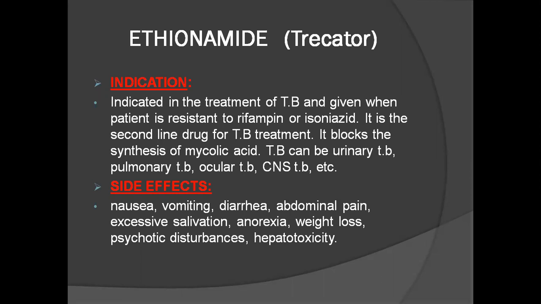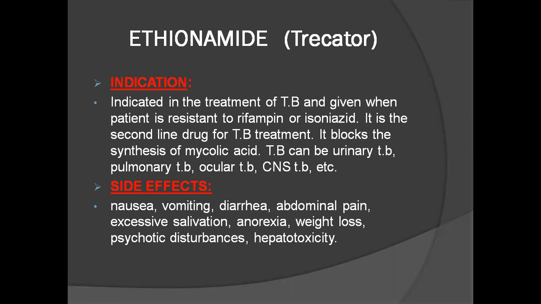This drug is indicated in the treatment of tuberculosis, and it is indicated when the patient is resistant to rifampin and isoniazid, which are the first choice in tuberculosis. It is the second line drug for TB treatment. It blocks the synthesis of mycolic acid. TB can be urinary TB, pulmonary TB, ocular TB, CNS TB. So, when the patient is resistant to rifampin or isoniazid, then the second line of choice for us for the TB patient is ethionamide.